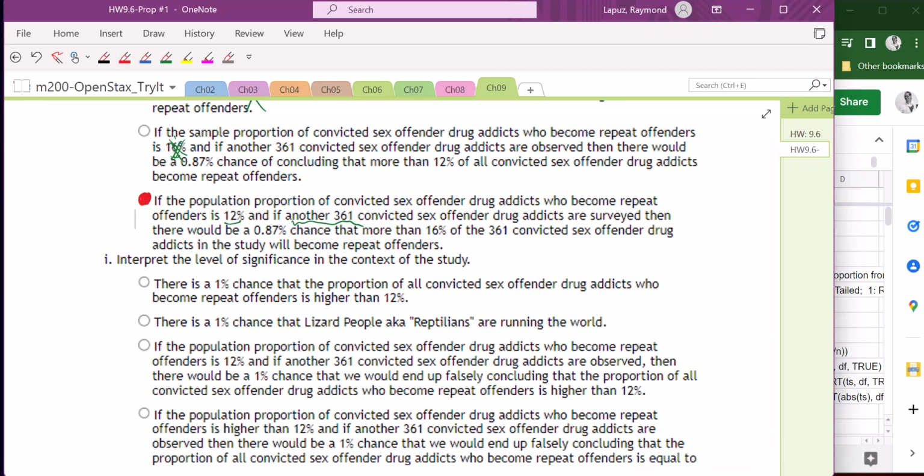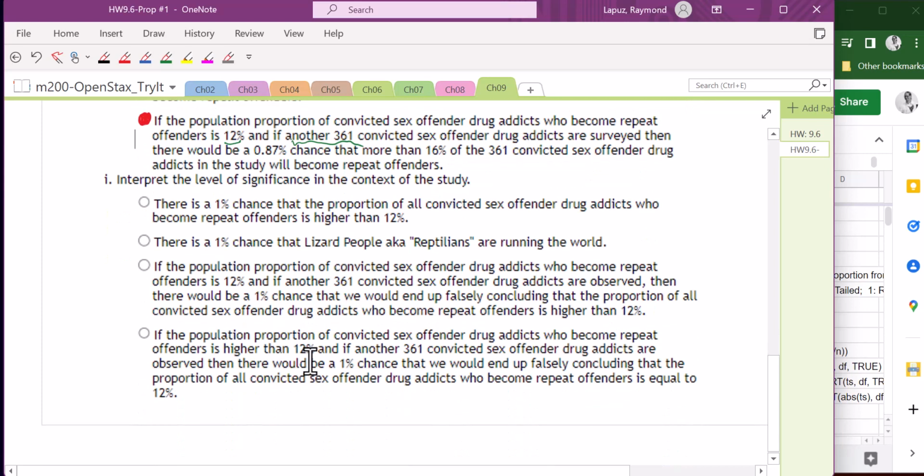Now the last one, it says interpret the significance level. Again, unfortunately, our significance level is actually the type 1 error, but that's not one of the options. So let's read through a couple more of these options. There is a 1% chance that the proportion, so again, these things don't mention anything about the sample size, which is really part of the statement. 1% chance that lizard people are running the world. Let's go ahead and cross that one out.